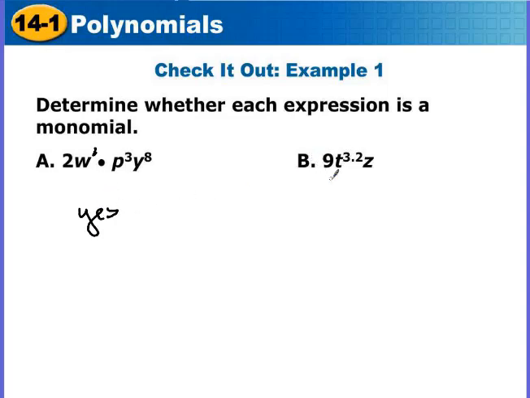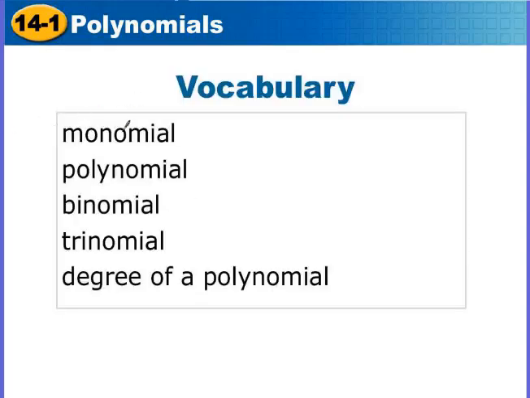Now B, if you look at this one right here, you'll notice this 3.2 is an exponent, and that automatically makes it no, this is not a monomial. Okay, so hopefully you understand how to determine whether or not it's a monomial. That was one of our first definitions that we had to understand. Now we're going to look at the next 3 things. So let's look at those definitions.